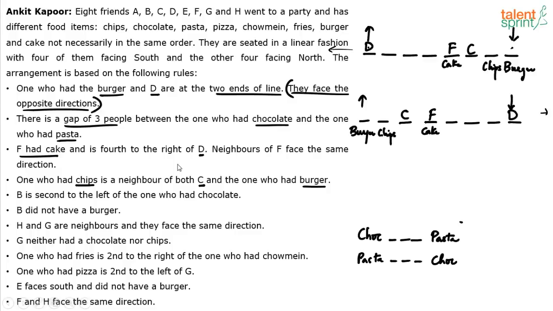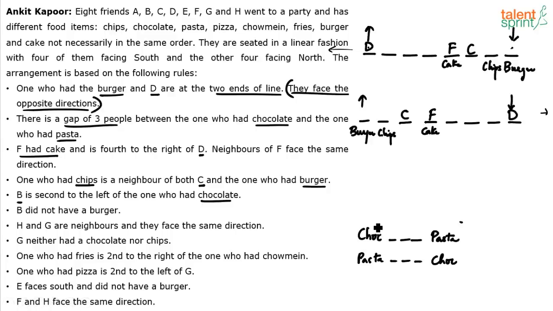Right? Next, B is second to the left of the one who had chocolate. Now I don't know where is chocolate. Chocolate has not been marked in the arrangement. But chocolate is there in this pictorial representation. See, we had noted that this will be fixed somewhere in the arrangement, right? So let's fix B with respect to this. B is second to the left of the one who had chocolate.